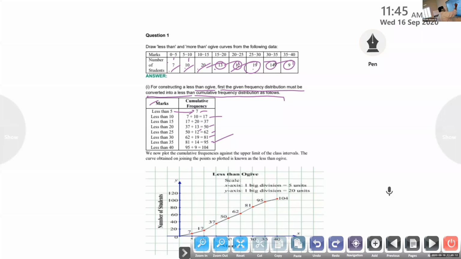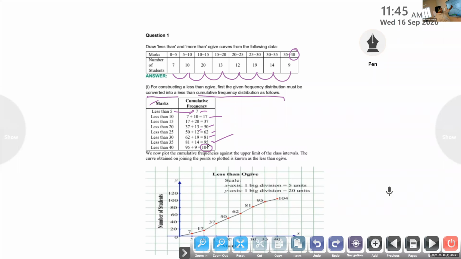So less than 40: all these marks are less than 40 only, right? So all frequencies should be added together: 7 plus 10, plus 20, plus 13, plus 12, plus 19, plus 14, plus 9. Adding all this together, we will get 104. Clear? 104 is the maximum limit, the maximum number here.